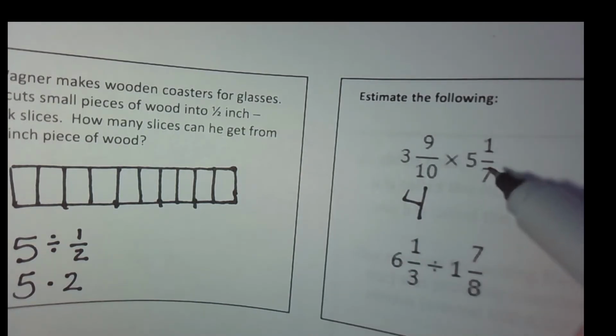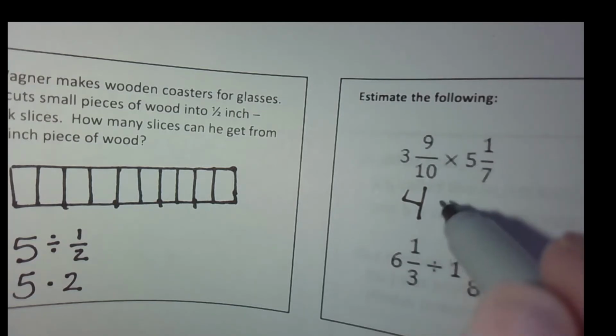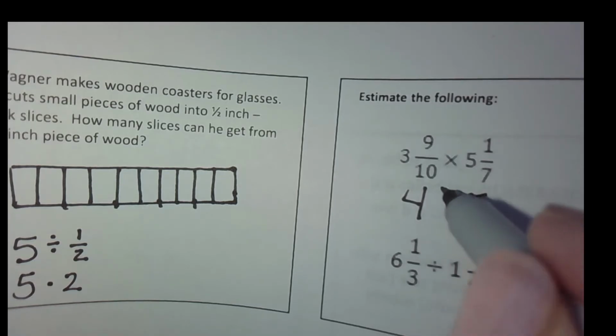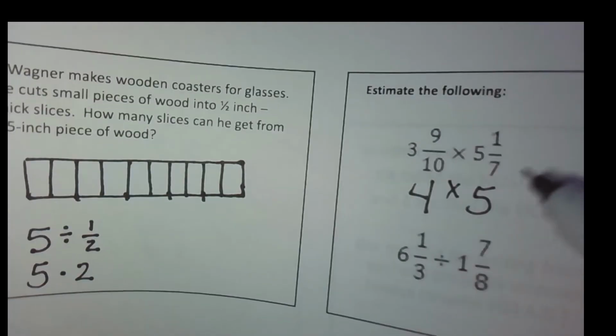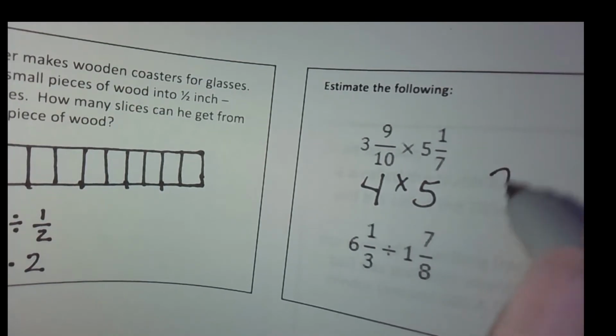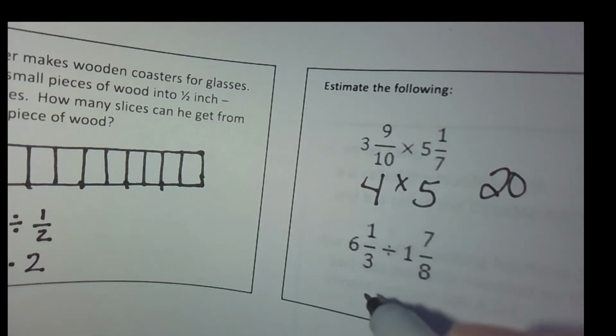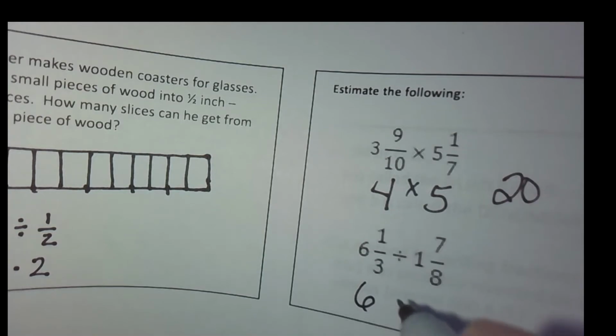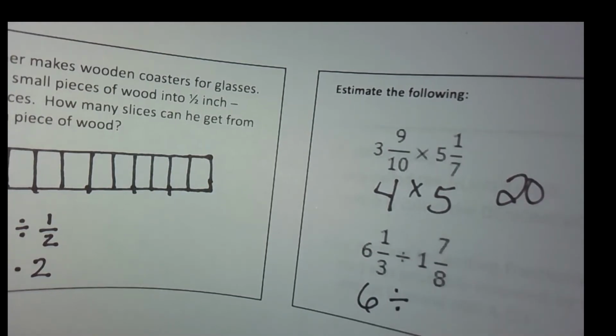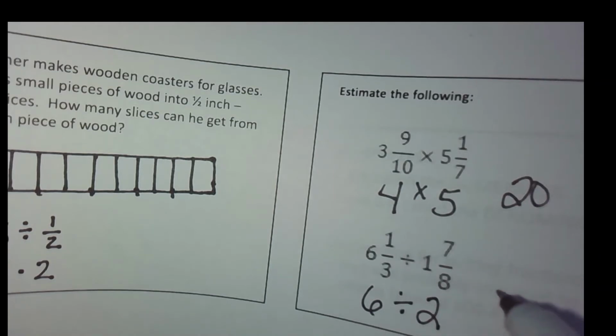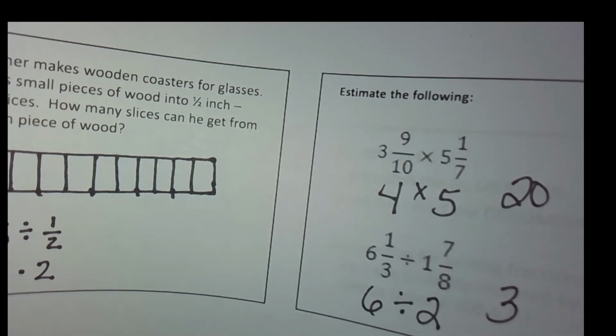And 5 1/7. Think about that. Is that 5 or is that 6? 1/7 is very small, so I'm going to say that's a lot closer to 5. So if I were estimating that, I would say that's about 20, 4 times 5. Same thing here. 6 1/3 is a lot closer to 6 than it is to 7. Divided by 1 7/8, which is a lot closer to 2 than it is to 1. So that's about 3. That's just estimating.